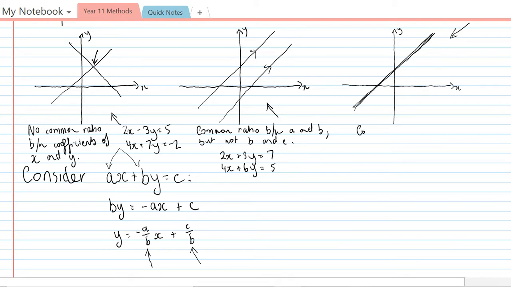And the last one, we need to have common ratio of a to b and also b to c. So here, to have equations that have infinite solutions, they essentially need to be the same equation. So we could actually have two equations that are identical, or we could have, for example, x plus 4y equals 12 and 4x plus 16y equals 48. So we can see that the second equation is exactly 4 times the first equation.